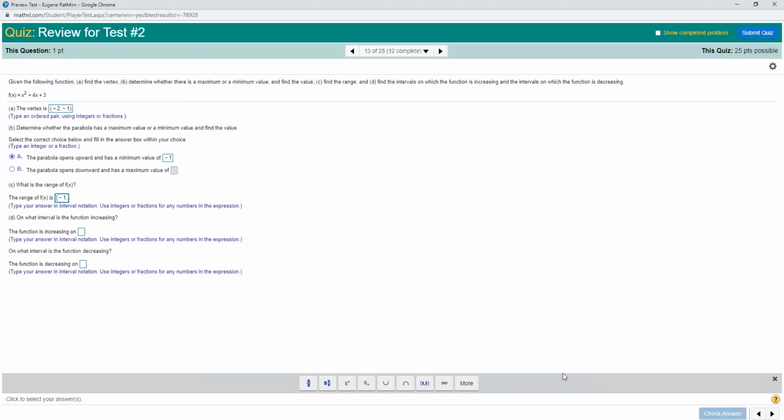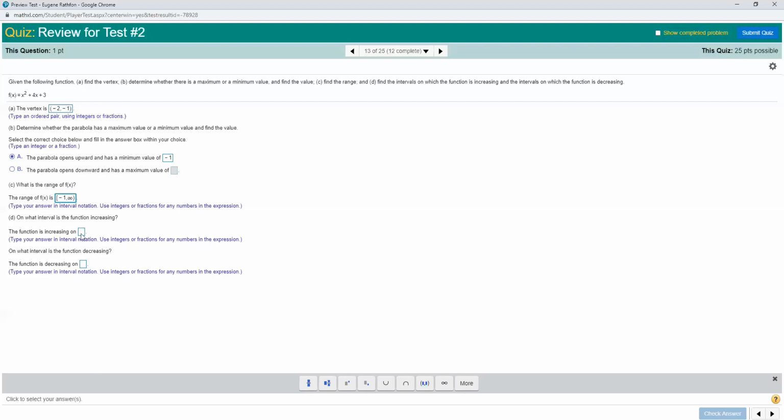Now remember, this thing opens upward, so that means that these y values keep getting bigger and bigger and bigger. So they're headed off towards infinity. And remember, infinity always uses a parenthesis. Oh, right up here to 0. So infinity always has curvy parentheses, okay?